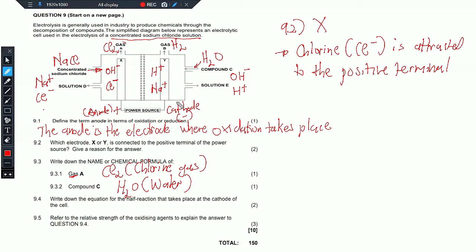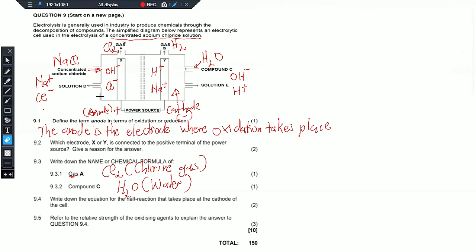Then 9.4 says, write down the equation for the half reaction that takes place at the cathode. We have already established that this here is the cathode. But in terms of which one, note that here we have our H2O. So that means the reaction that is supposed to happen here. Remember, we have the one for H2O, and then the ions that we have are Na plus and H plus there. Now it becomes a battle between which one we should actually take.